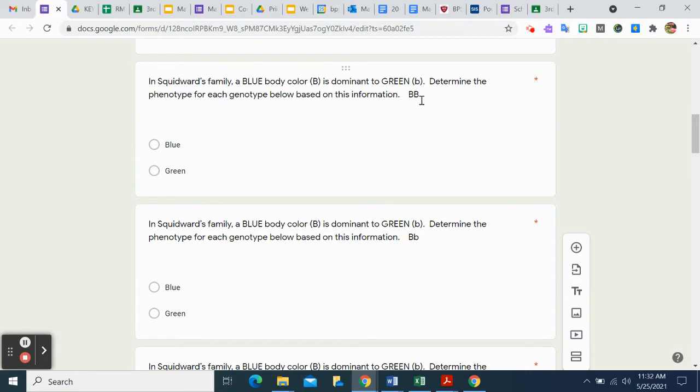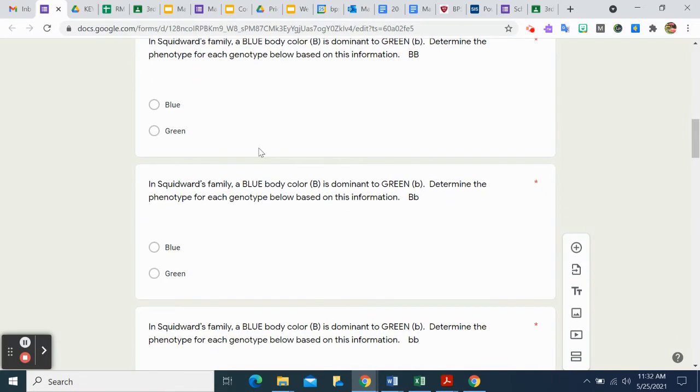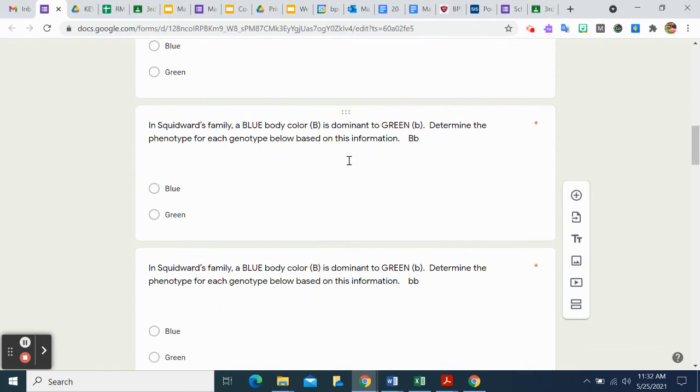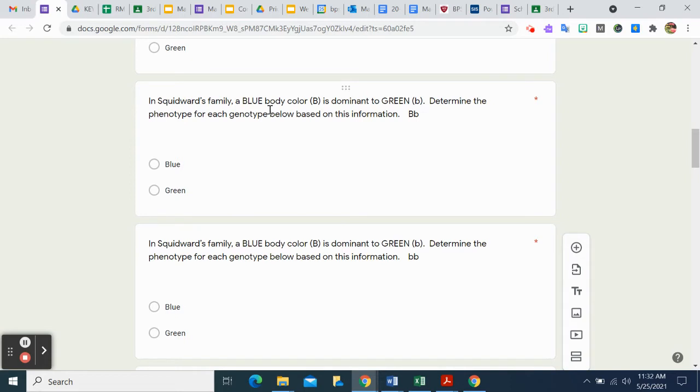We have capital B, capital B. What would be the result? Blue, green. You gotta remember, capital B indicates blue. In Squidward's family, a blue body color, capital B again, is dominant or will overtake green, lower b. Determine the phenotype for each genotype below based on this information.